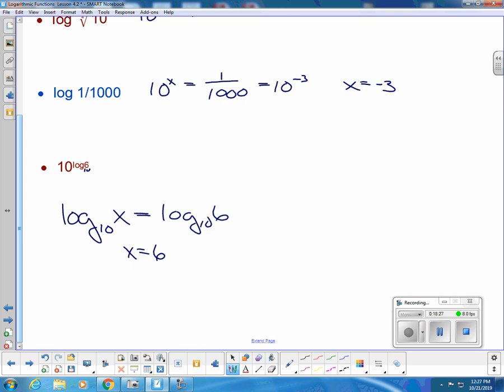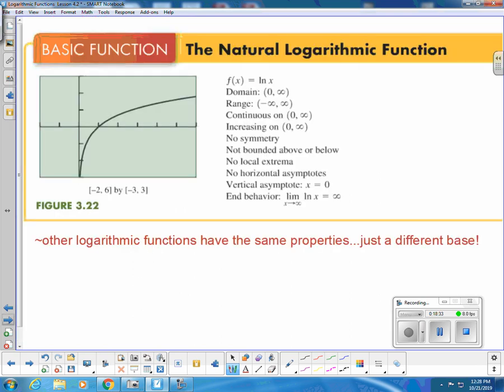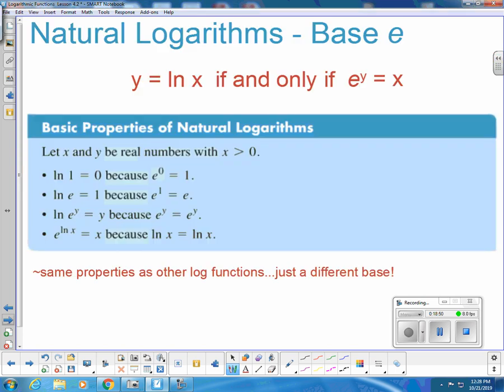You don't have to memorize the properties. We can always just write them exponentially and figure it out. This is the natural log function. It's the same properties as the log base b that we talked about. Same curve, same sketch of the graph, same everything. Okay? All right. Same properties as every other log.